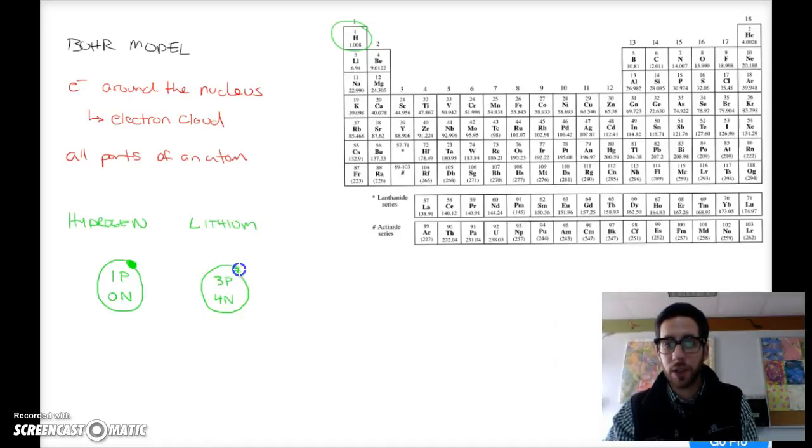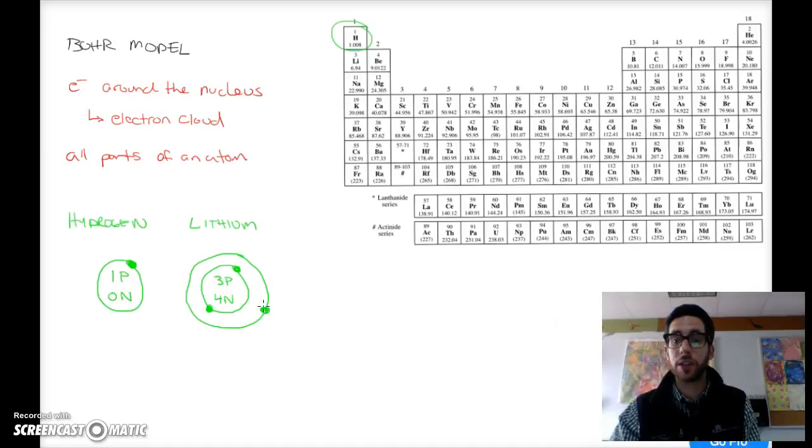However, this first shell can only hold 2. So we put 2. You try to space them out evenly. I'm not really critical at this point. But you put 2 on the first shell, and then you put a second ring or a second shell here, and you can put the third one kind of anywhere on that. So this is an accurate representation because everything is depicted appropriately: 3 protons, 4 neutrons in the nucleus, and 3 electrons in the appropriate number of shells.